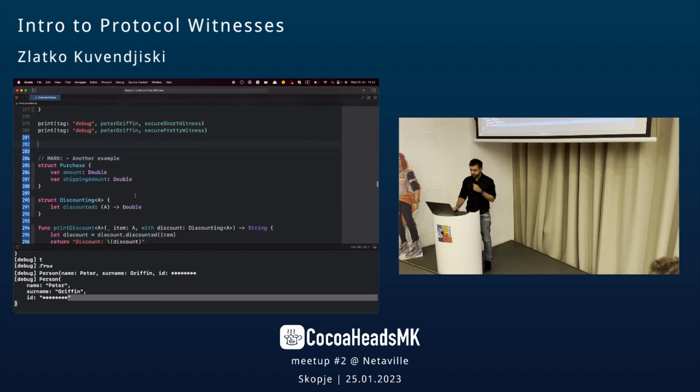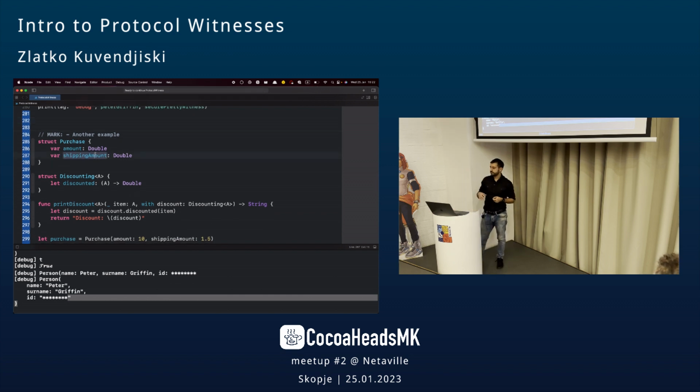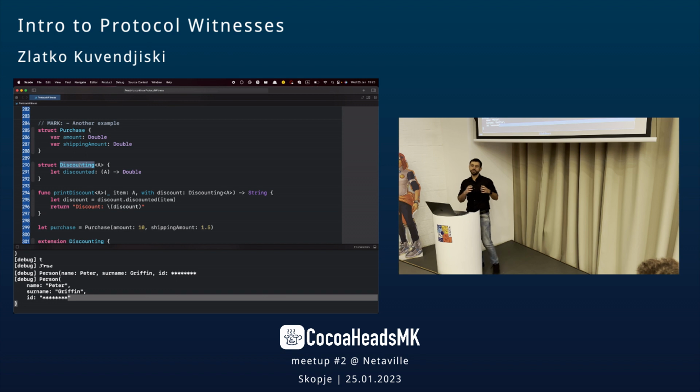Maybe this is not enough, so we will see another example. For example, you have a purchase. You have an amount and a shipping amount, and you have a discounting witness, which has one method, discounted. Of course, the input goes in the generic, and the output is double. You can also define the output if you like. For example, you can say here output, and this will be the output. But let's say we don't want it. We want to keep things less complex.